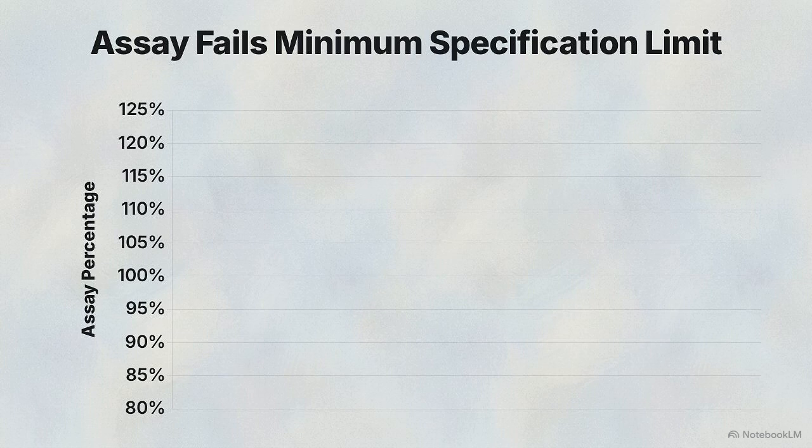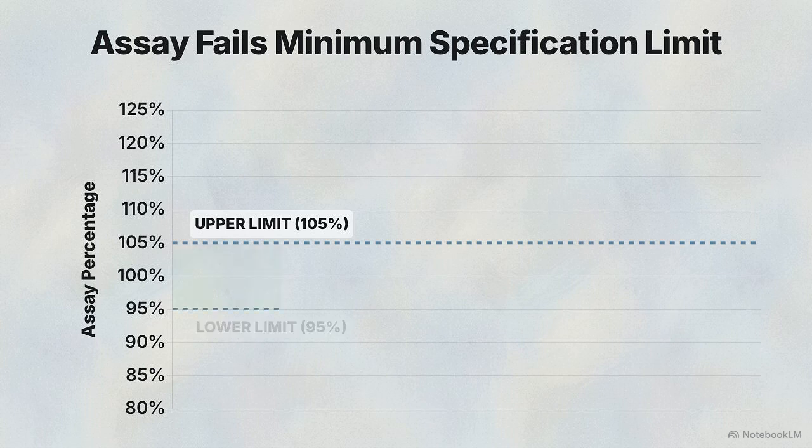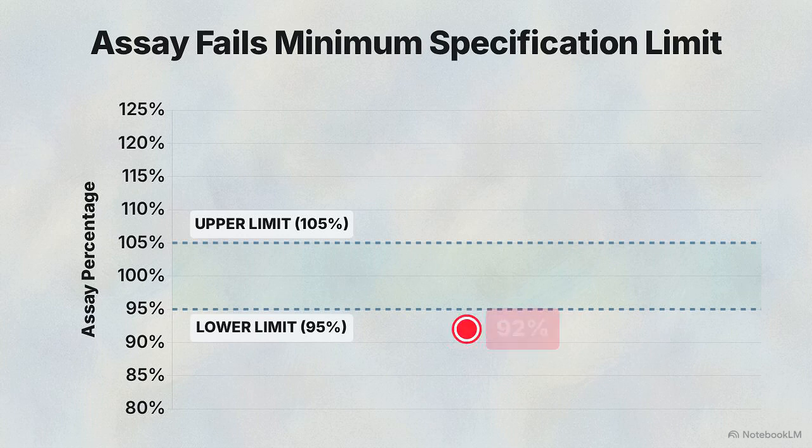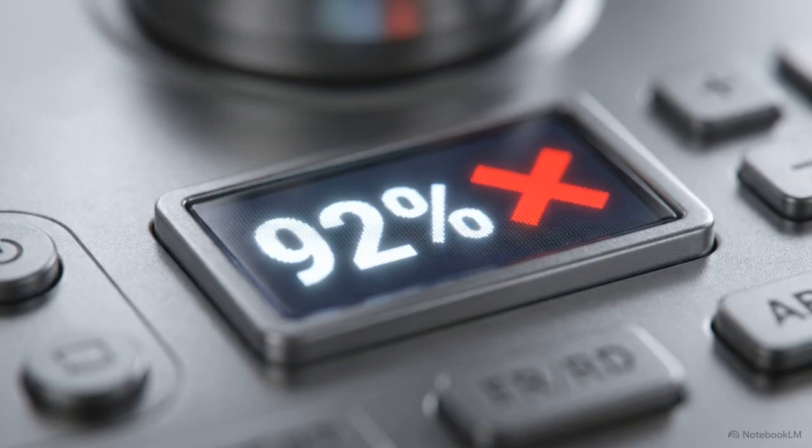This chart shows a standard statistical process control setup. We have clear horizontal boundaries, an upper limit at 105% and a lower limit at 95%. If we log a data point at 92%, it sits visibly outside that lower boundary line, triggering a failure marker. This state is exactly what defines an OOS result.